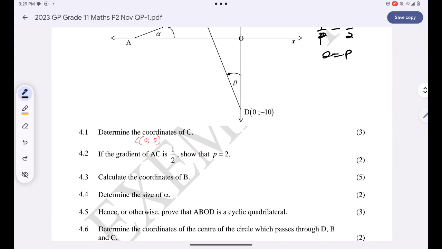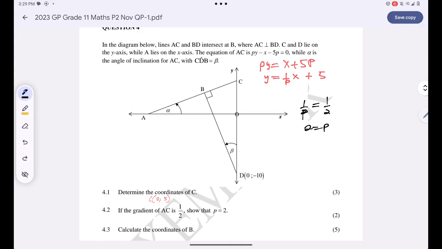And then now I'm supposed to calculate the coordinates of B. How can I find B? Did they say B is the midpoint? Let me read properly. In the diagram below, AC and BD intersect at B, where AC is perpendicular. Okay, they didn't say anything.